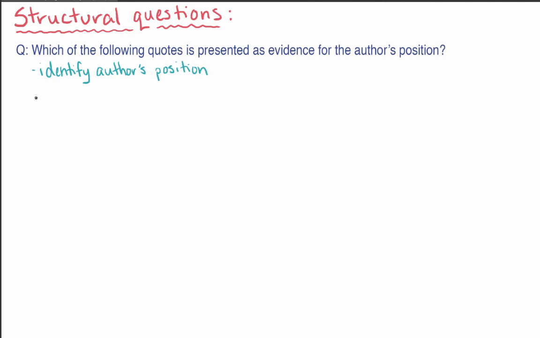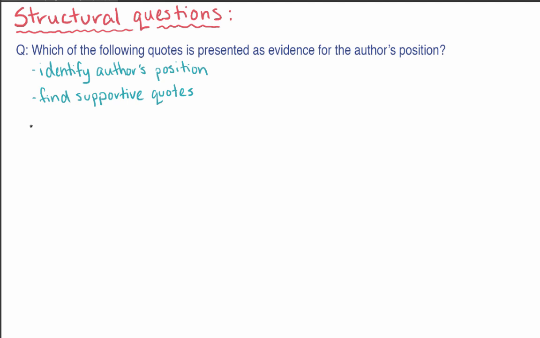Then, the second thing you need to do is find each of the quotes in the response options within the passage and determine which of them is being used to support the author's position. Finding the correct answer to this question requires identifying how the author uses each piece of information as part of an argument.